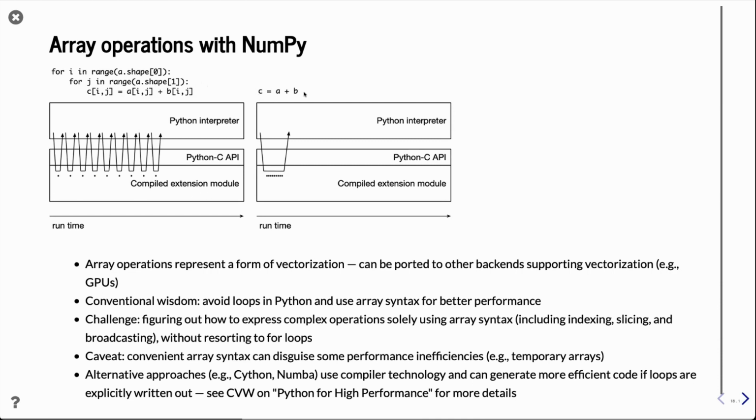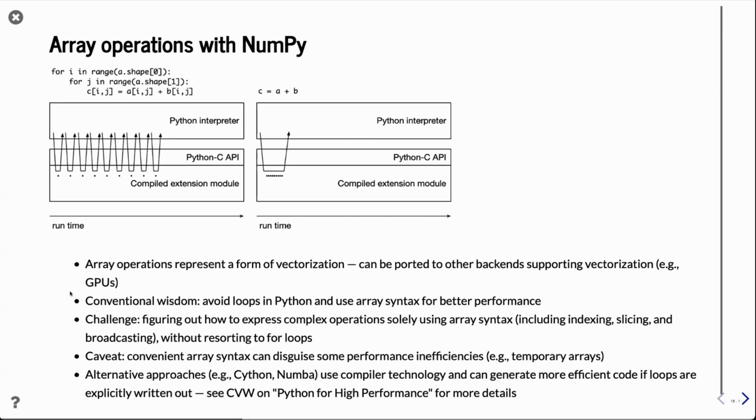Whereas when I say C equals A plus B, there's essentially only a single call, which is encoded in this plus operator, where I dive down into the extension module, and all of the looping, all of the addition, the indexing is done within the extension module, and then a value is returned. And so the overall runtime of this is much shorter than in the case where I've done this looping. So these array operations represent a form of vectorization. They can be ported to other backends that support vectorization, such as GPUs; there are NumPy implementations on GPUs that use that as a backend.